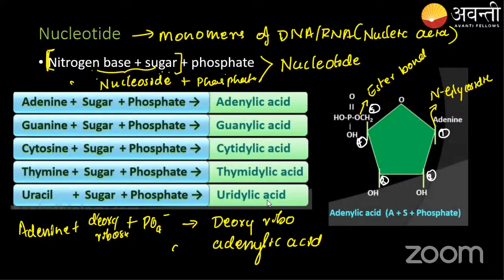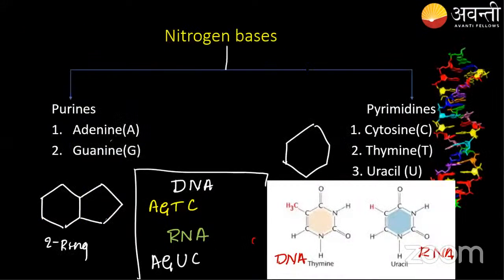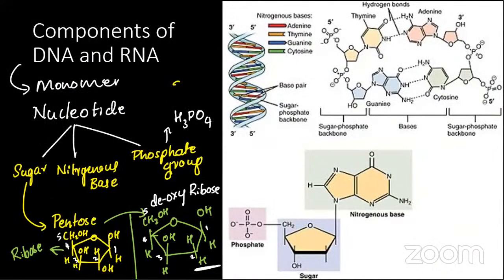This ring structure is sugar only. I wrote 1, 2, 3, 4, right, and here nitrogen base. This is sugar. Monomers: remember, when these nucleotides join one to one, this is a long chain. That long chain only is called DNA. That's why we call nucleotide the monomer of DNA or RNA. If you observe this particular structure, every one of these units is one nucleotide.